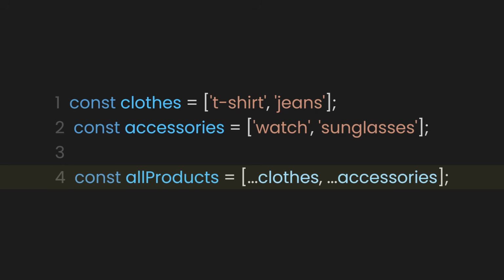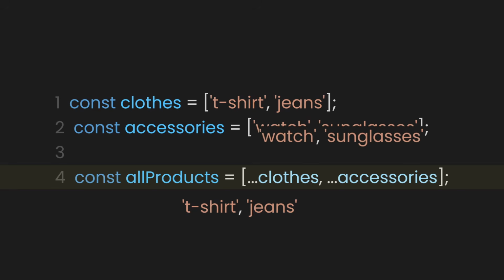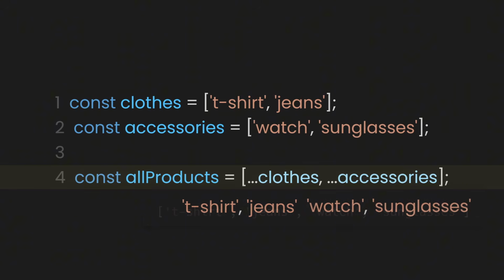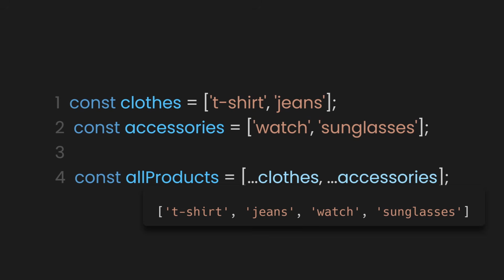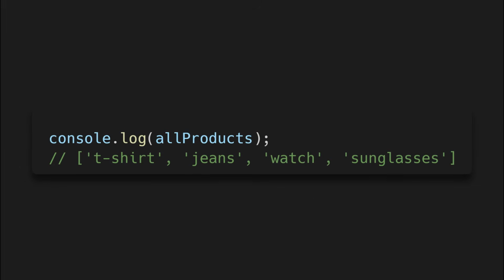What's happening here is pretty simple. Just like earlier, the first part is the clothes array with the spread operator. It takes t-shirt and jeans out of the array and lays them out one by one. Next, we have the accessories array with the spread operator. It does the same thing for watch and sunglasses. Finally, the square brackets gather everything together into a brand new array. It's basically like taking everything off both shelves and putting it all onto one big shelf. If we log it out, we get an array that looks like this. T-shirt, jeans, watch, sunglasses, all lined up in one place.